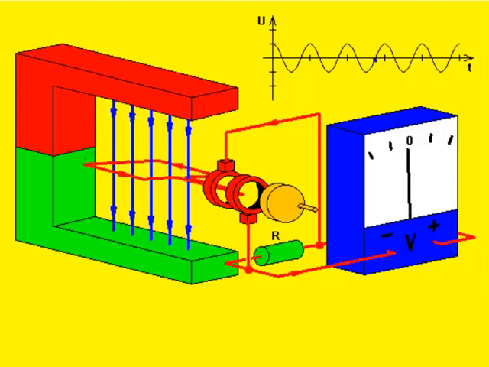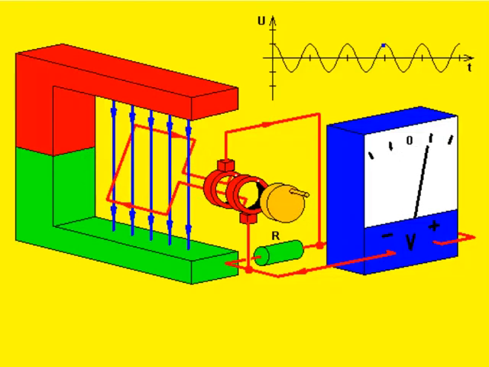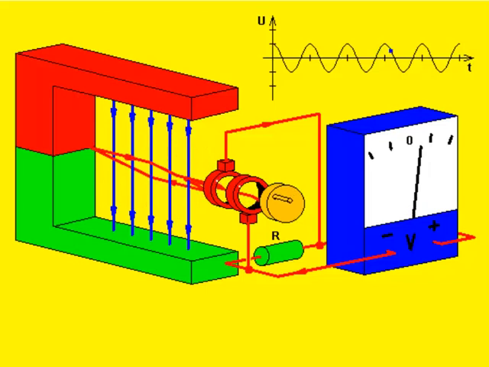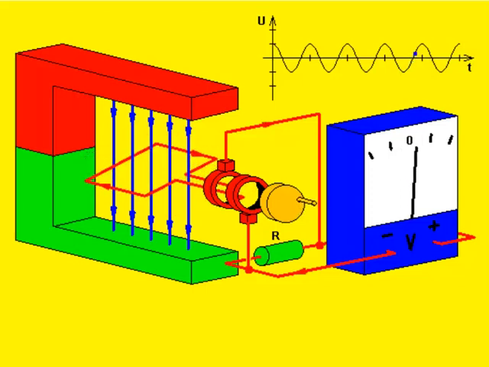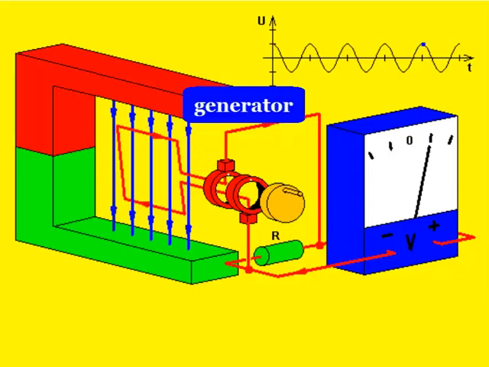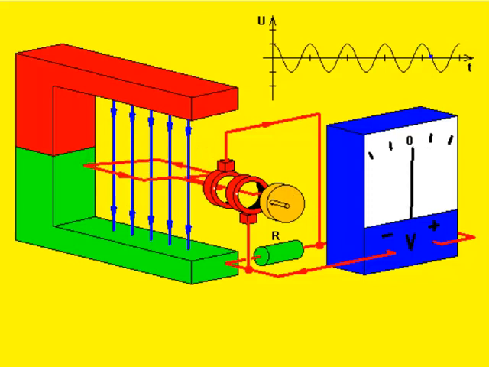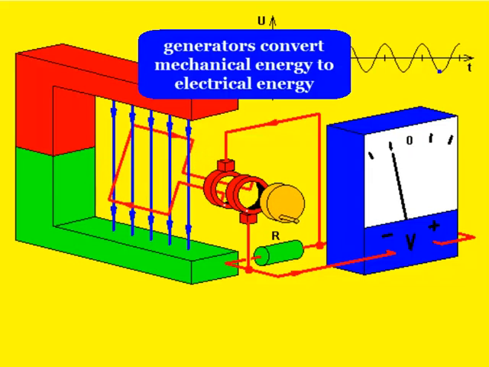It's more practical to move the coil instead of moving the magnet, by rotating the coil in a stationary magnetic field. A machine that produces electric current by rotating a coil within a stationary magnetic field is called a generator. A generator is essentially the opposite of a motor, converting mechanical energy into electrical energy.